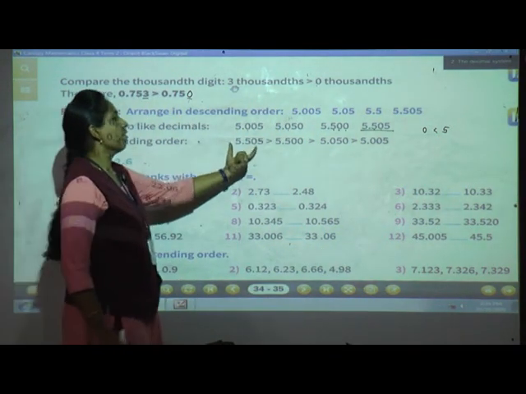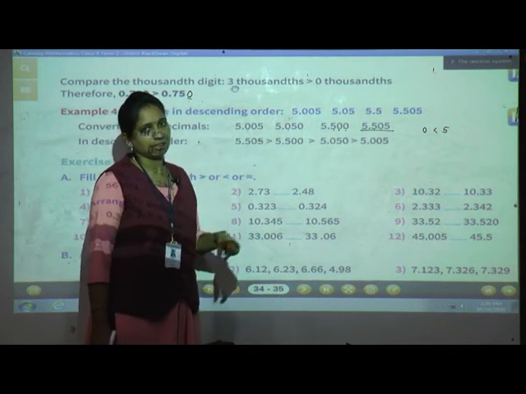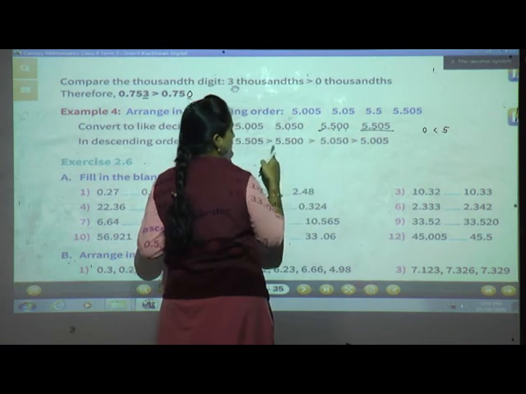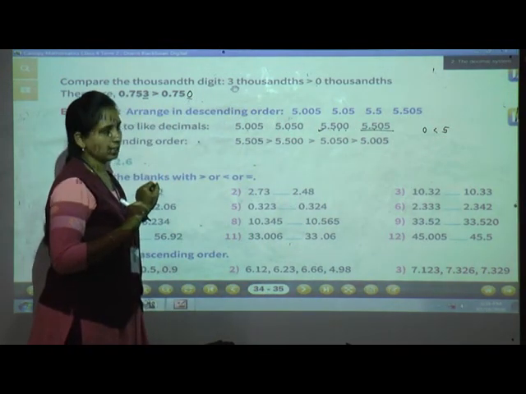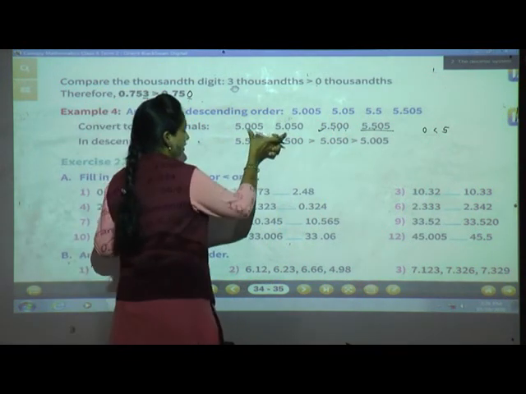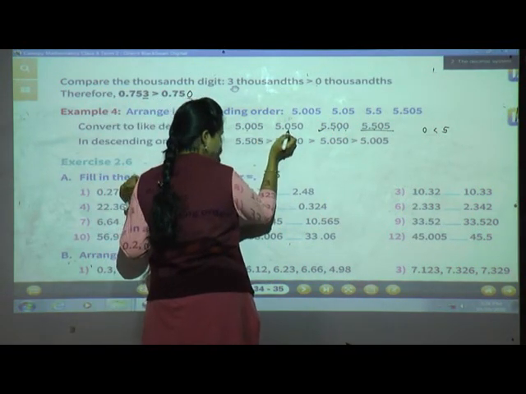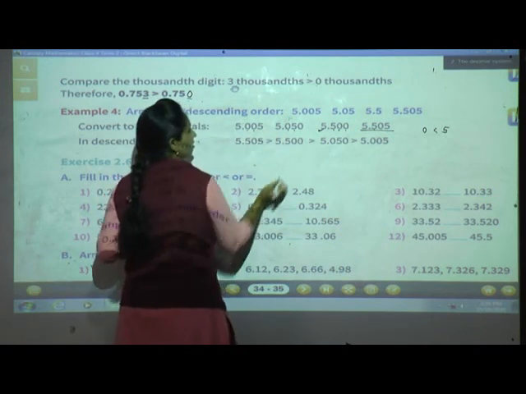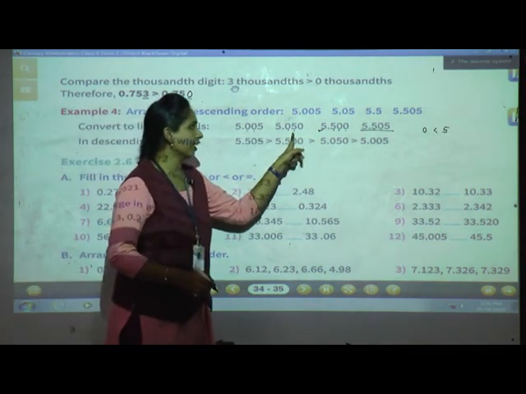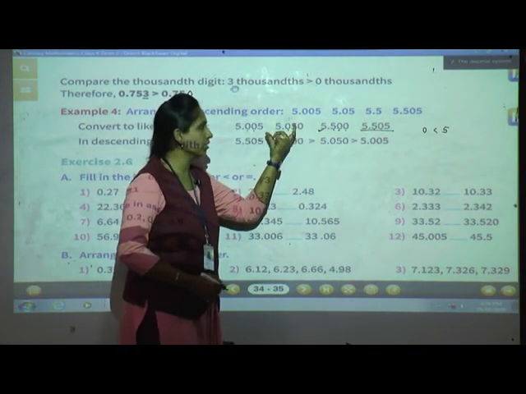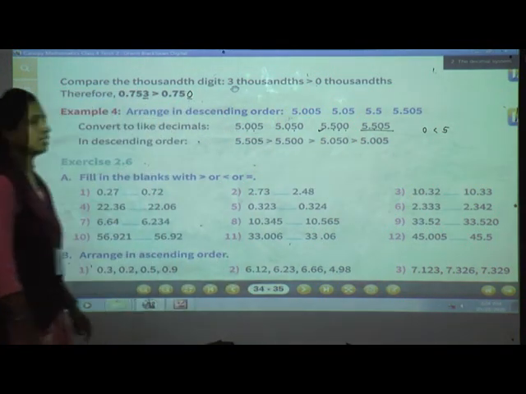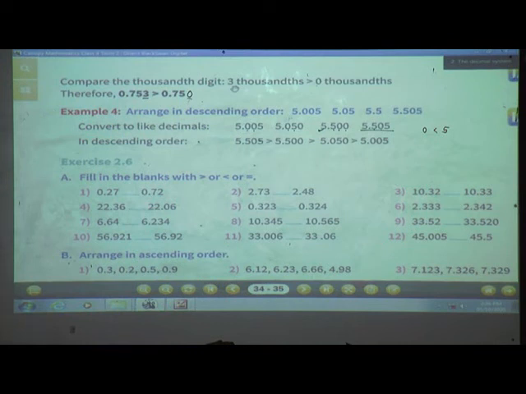So write first 5.505. Okay, the second. So automatically this will be second, isn't it? So 5.500. Then we need to compare these both numbers. Now we came till tenths place. Now we will compare the hundredths place. Here 0 is there, here 5 is there. Which is greater? Of course 5, means we have to take this number first. 5.050. Then last 5.005. Clear till here? Yes?